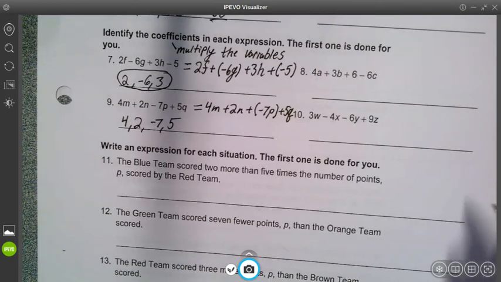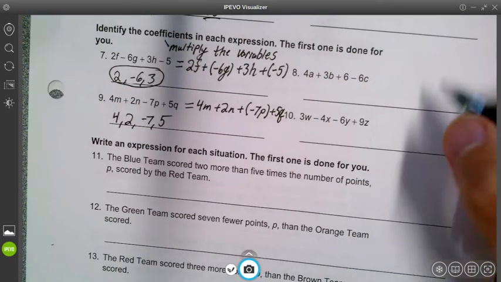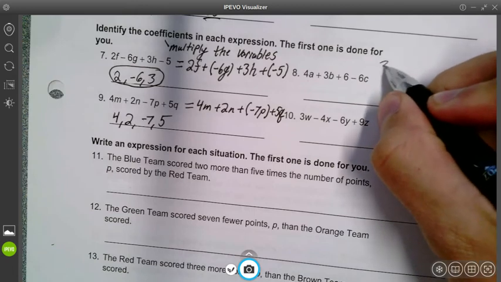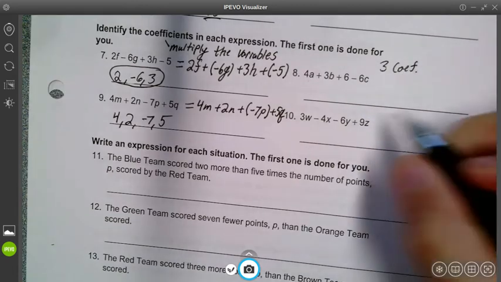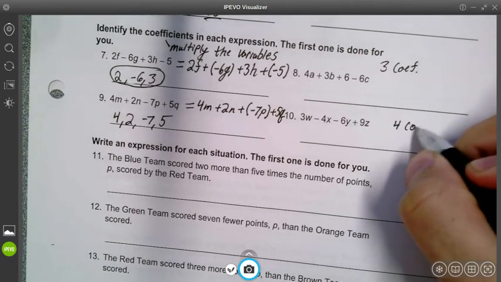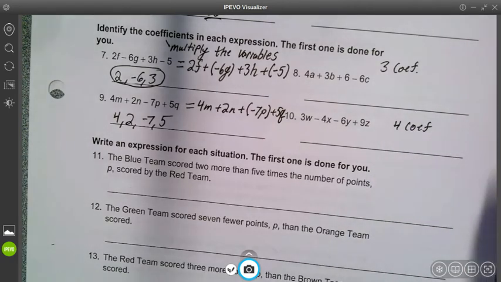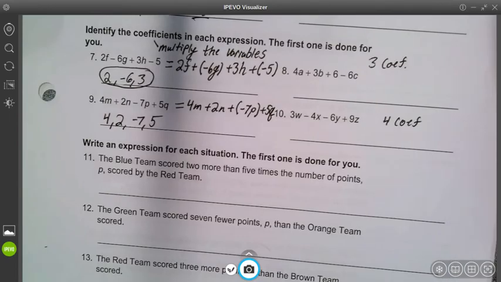Okay. We'll tell you right now that it looks like you should have 3 coefficients in this first problem, and you should have 4 coefficients in this second one. Please take a minute and complete those in this Edpuzzle.